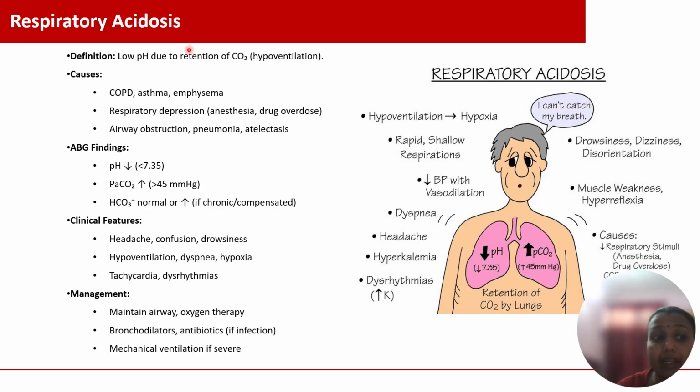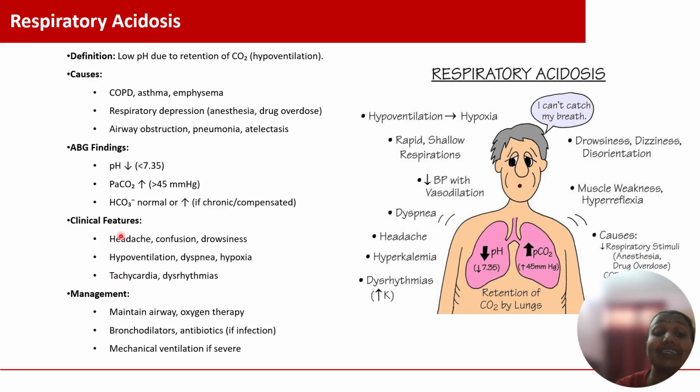How have I explained? When the lungs cannot remove enough carbon dioxide, the carbon dioxide stays in our blood, combines with the water in our body, forming carbonic acid, and the blood becomes acidic. Clear? So ABG findings: pH will be less than 7.35, partial carbon dioxide will be more than 45 mmHg, and HCO3 will be normal, or sometimes we can see a compensated increased level of bicarbonate. Not in all conditions.